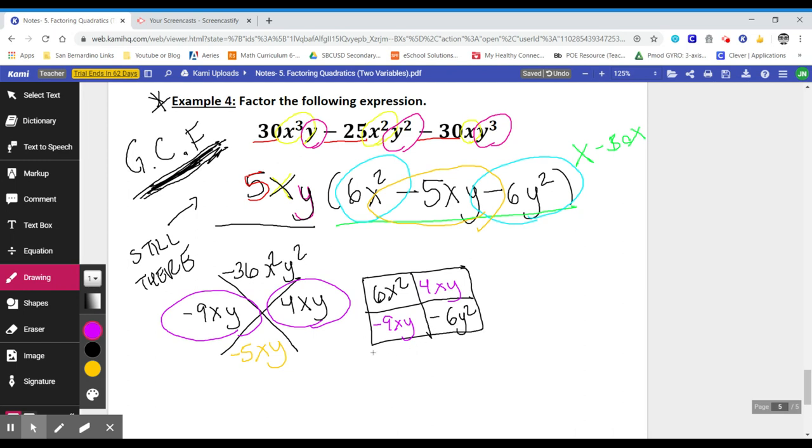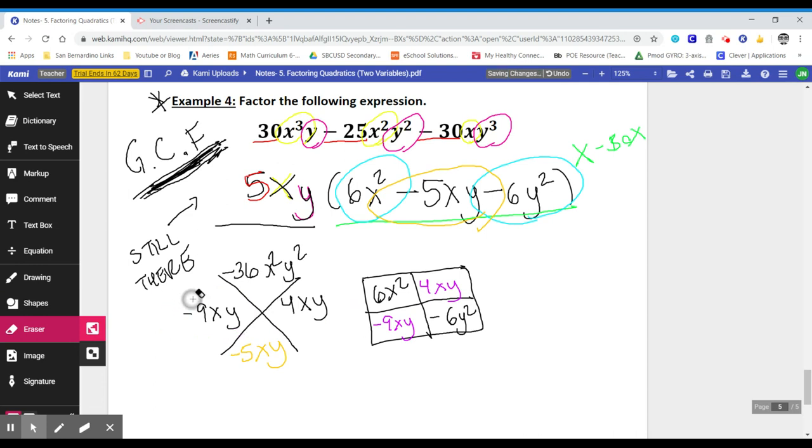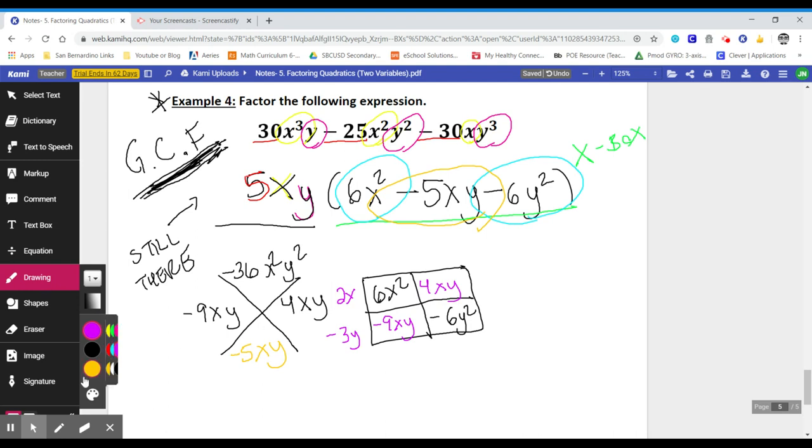Okay, now we have to figure out, what goes on the outside of the box? Let me erase this because it's kind of in my way. So what goes on the outside of this box in this case? We have to do all the rows and the columns, kind of like the last problem. So from the first row, I can take out a 2x. From the second row, I can take out a y from both of these, and it looks like negative 3 goes into both of these, so negative 3y would be my factor. The first column, I can also take out a 3, and I can also take out an x, so I'm going to go ahead and write 3x.